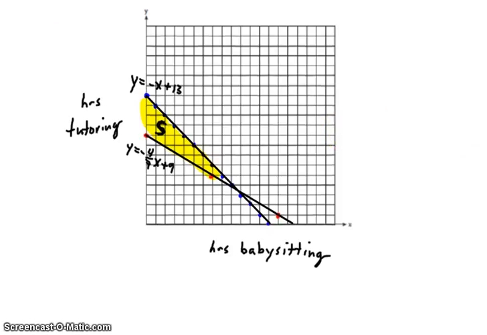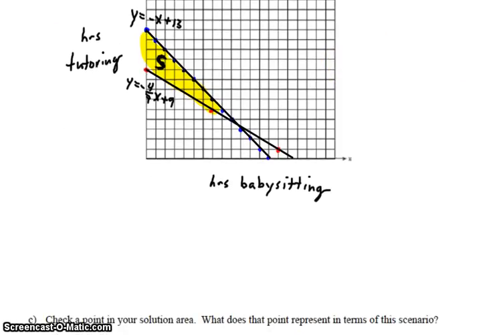Alright, so let's get on to the last part here, and it says for C, check a point in your solution area. So I can pick any point in here, so I'm going to choose the point (1, 10), going up to 10 here. This is right in the middle of it. So the point (1, 10) is a great point to check, where the 1 is my x and the y is 10.